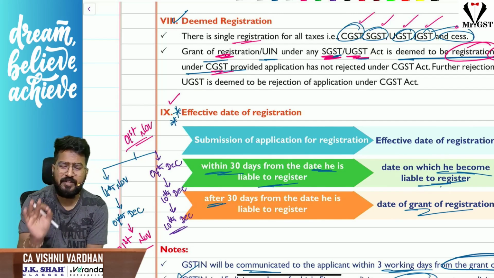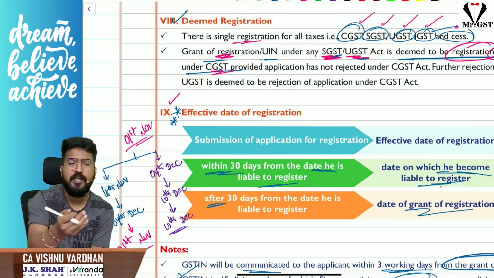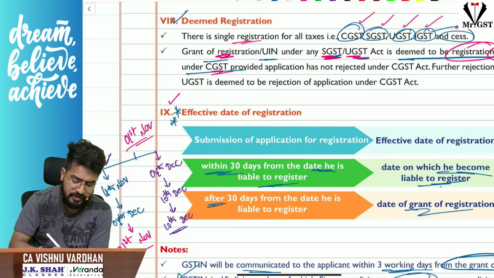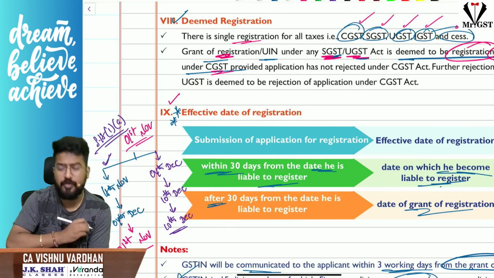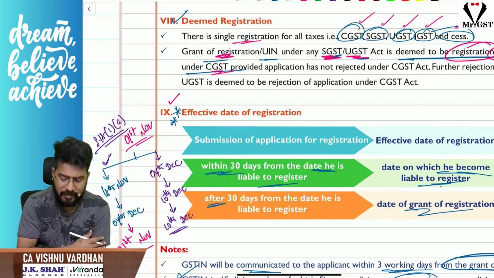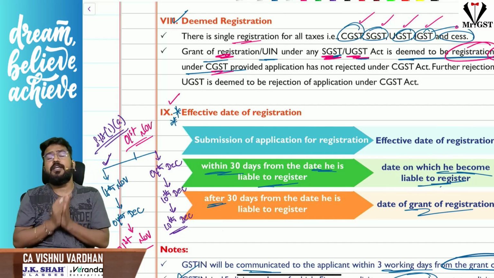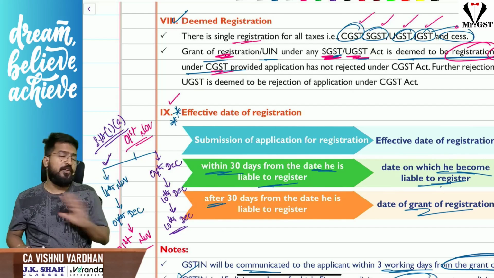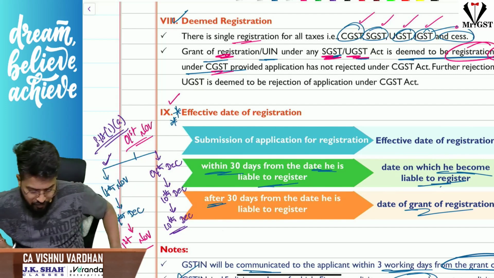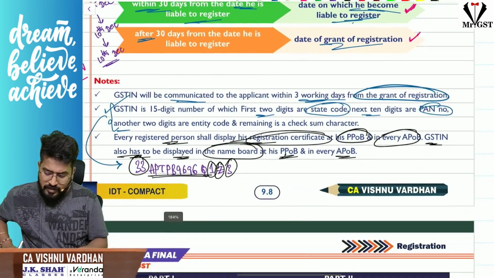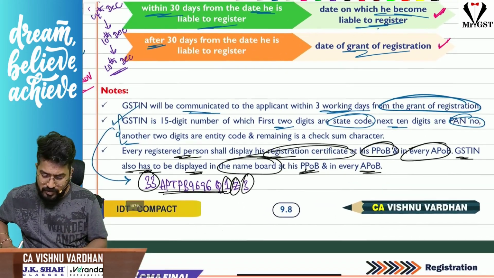Simple. If you are applying for registration within 30 days, the date of becoming liable itself will be the effective date. And one more advantage if you apply within 30 days is you can take ITC under section 18 subsection 1 clause A, if you remember. Otherwise you cannot take that. If I am applying for registration after 30 days, then the effective date of registration is the date of grant of registration certificate, not the date of becoming liable. So that is the concept. Next, there are small points which you can just go through.